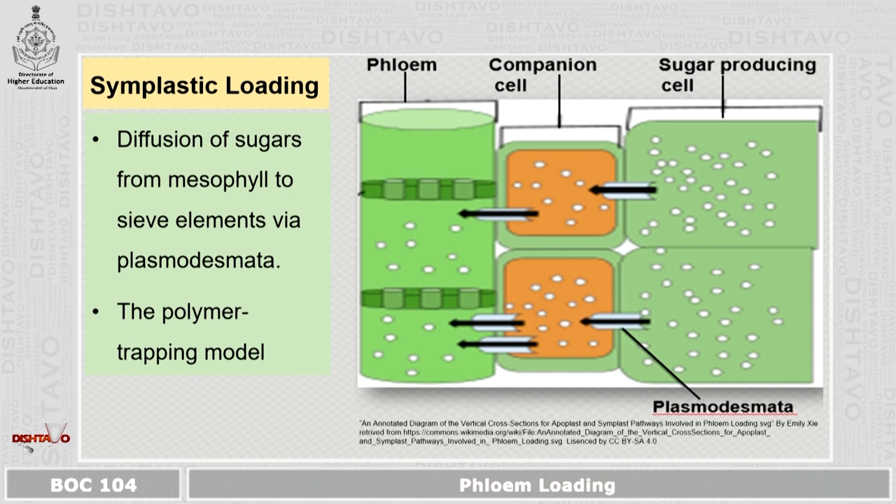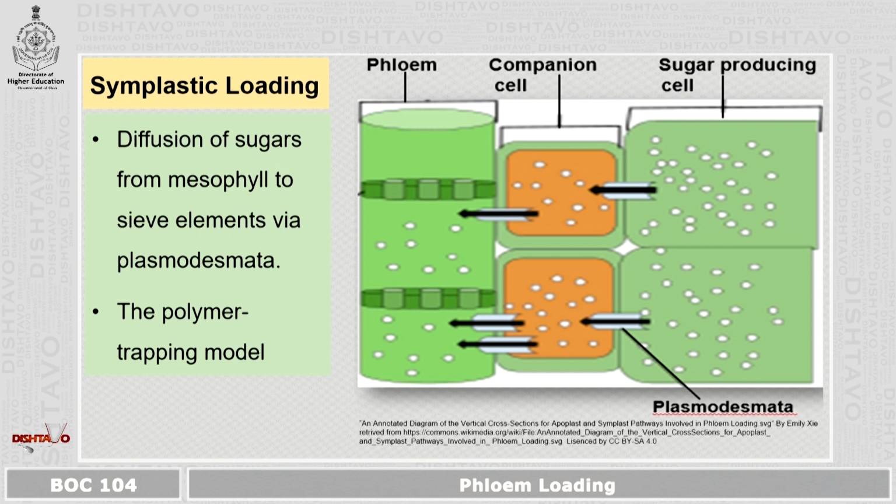Now the next pathway is the symplastic pathway. This is also known as the passive pathway or passive transport because it requires less energy and is much faster as compared to the apoplastic pathway. This particular pathway is dependent on the process of diffusion.